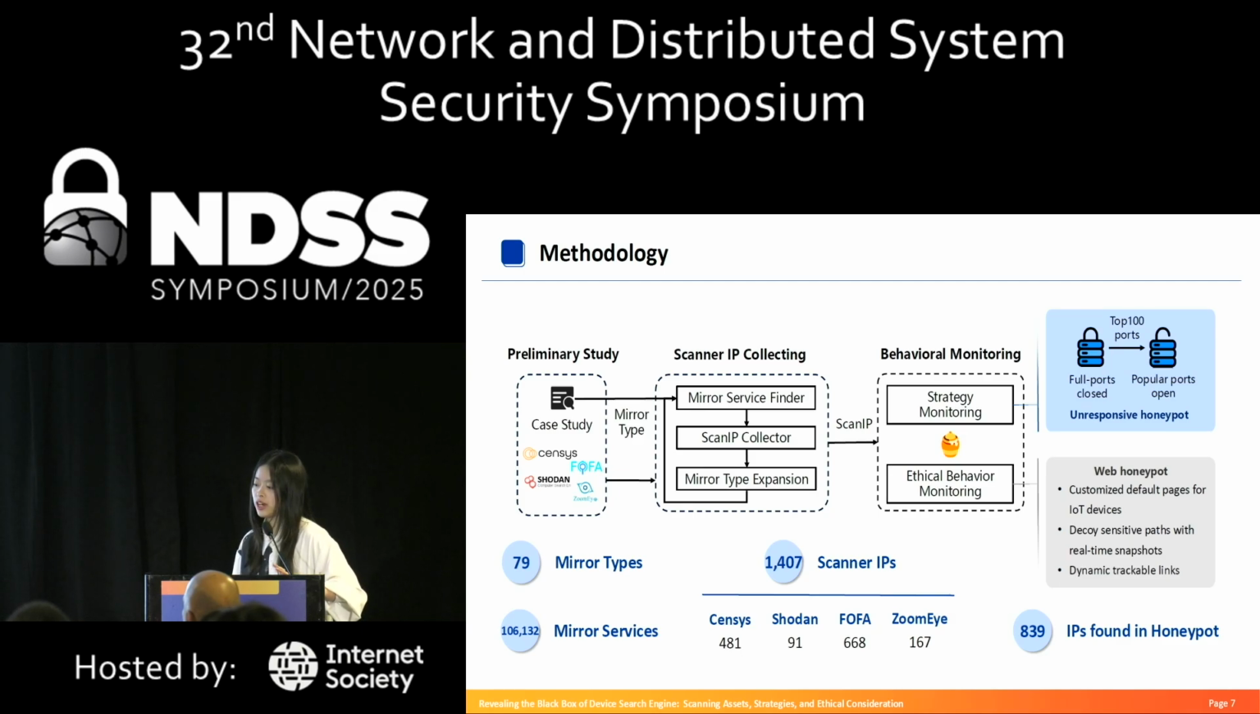Our methodology starts from the preliminary study. We manually collected the mirror types, like finding MySQL services with not-connected records. Then we iteratively find new scanner IPs and use these IPs' records to find new mirror types. After that, using a 1-year dataset, we find 1,407 scanner IPs on 4 engines. We then use our honeypot to monitor their actions.